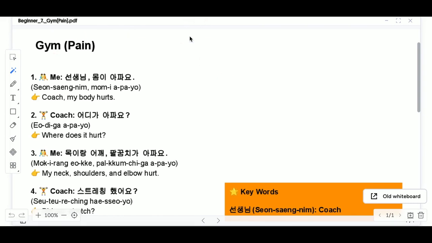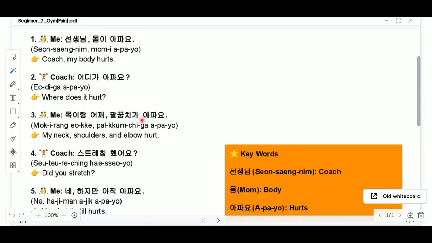All right. Okay. So let's start. I'll read English first and then Korean. You can repeat Korean after me. So, Coach, my body hurts. 선생님, 몸이 아파요. Great. 몸이 아파요. Where does it hurt? 어디가 아파요? Great. 어디가 아파요?